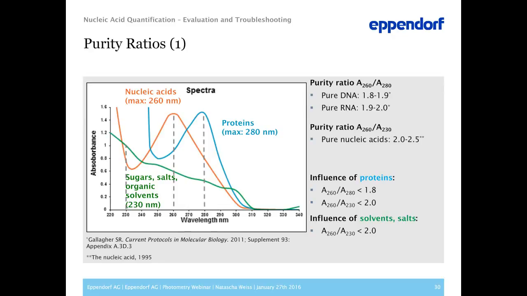Lower values indicate impurities from proteins, as well as from aromatic compounds like phenol, which shows an absorbance peak at 270 nanometer.